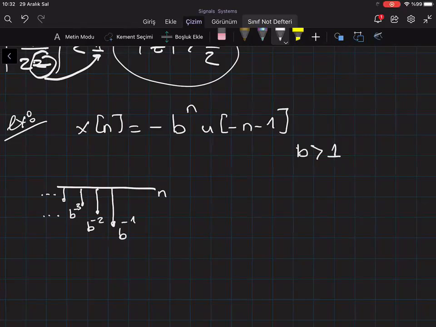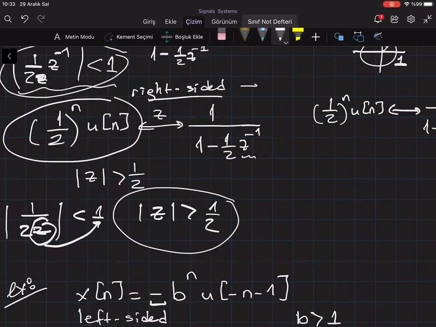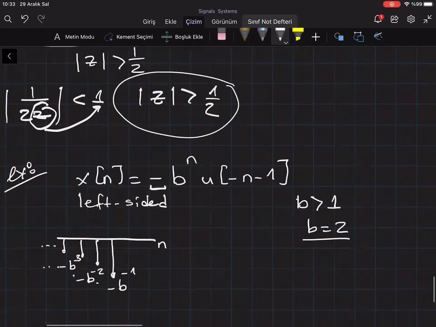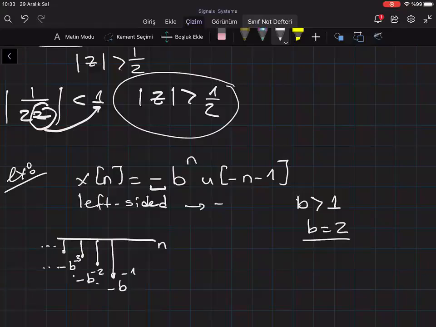Is that correct, arkadaşlar? For example, if b is equal to 2, this is 1 over 2, 1 over 4, 1 over 8, 1 over 16. Okay? Actually, it should be like this. At the end, you're going to understand why I put this minus sign here, okay? So this is a left-sided sequence. Left-sided. It goes to minus infinity. The previous one was going to plus infinity. This one is going to minus infinity, okay?